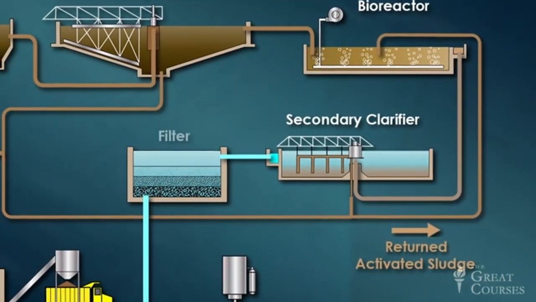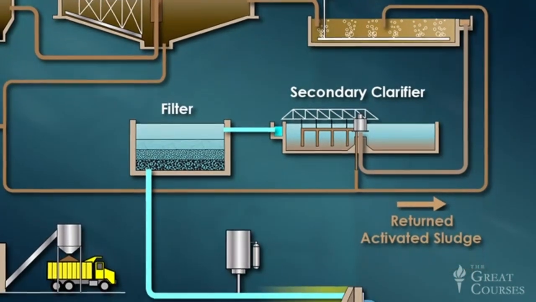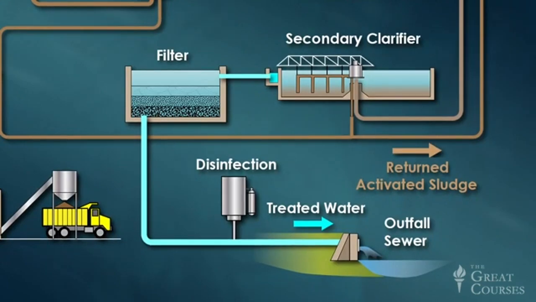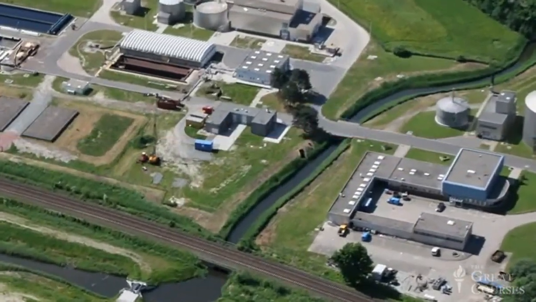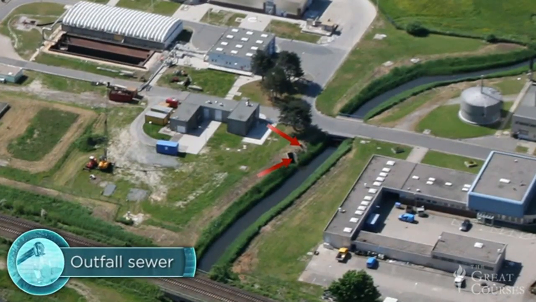It's sometimes passed through a filter to remove any particulate matter that didn't settle out in the clarifier, and then it's disinfected with a final dose of chlorine to kill any remaining bacteria. The water is now clean and quite safe for discharge into the local stream through a conduit called the outfall sewer. However, all of that sludge collected from the clarifiers and filters still needs to be treated.